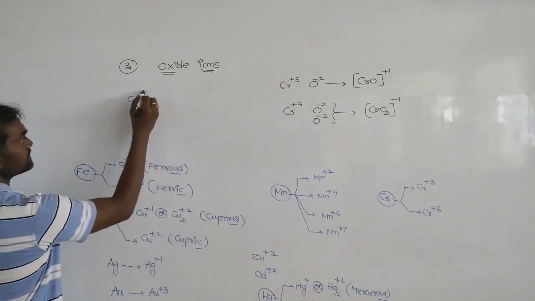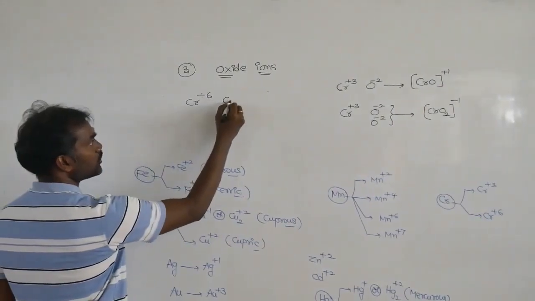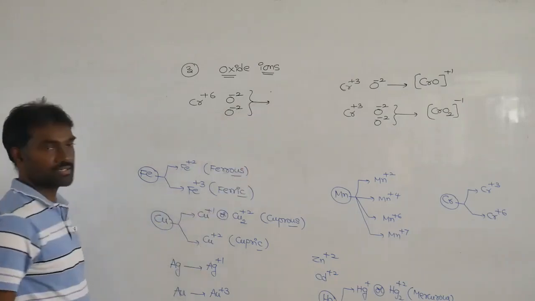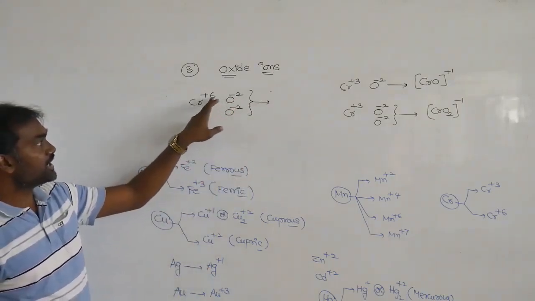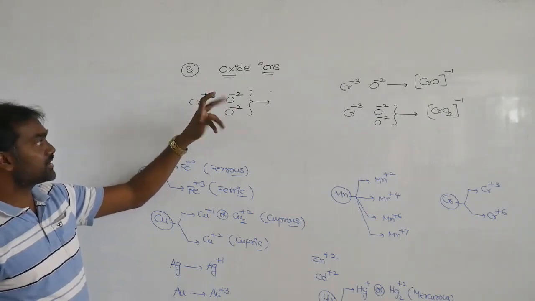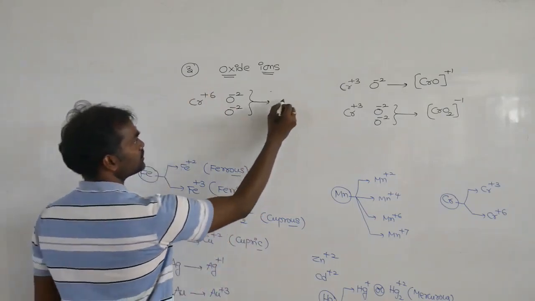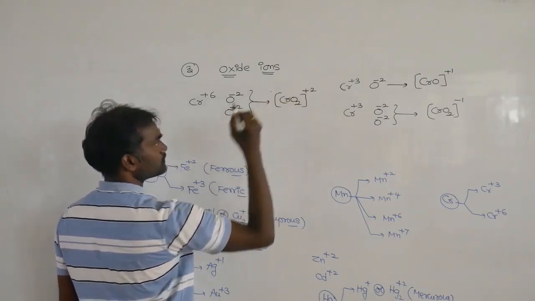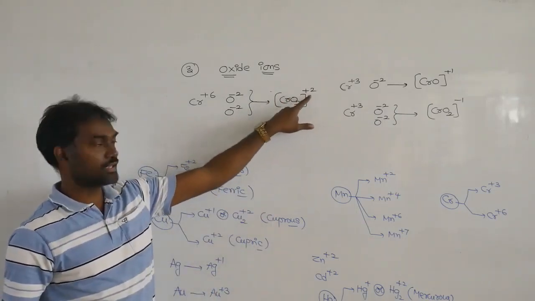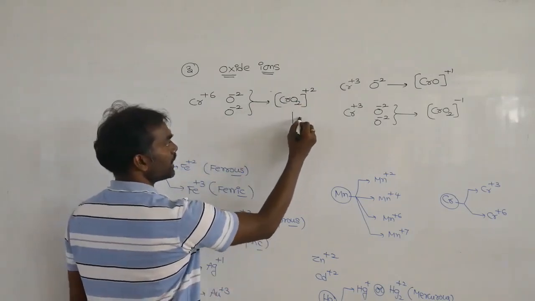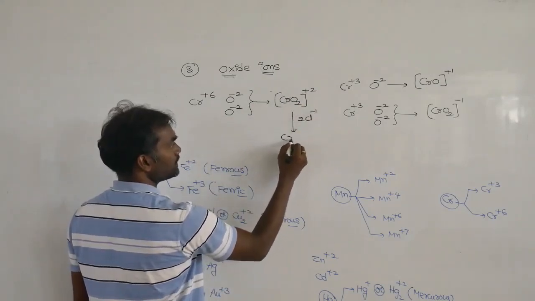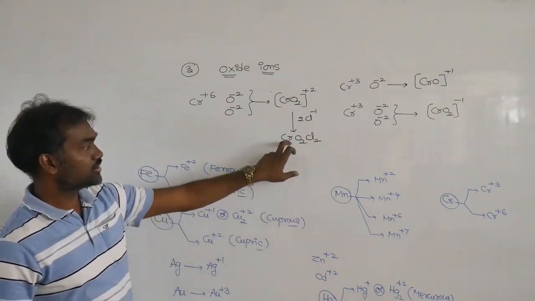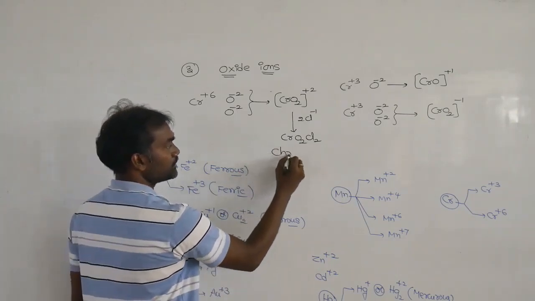So chromium +6. I am taking 2 oxygens. So 2 oxygens means what happens? 4 negatives are neutralized. Here 4 positives are neutralized, 2 extra are there. So that's why I am writing CrO2. Here +2, 2 positive charges are there. So further you add 2 chlorines. Then what happens? CrO2Cl2. Formula coming. So this famous name is chromyl chloride.